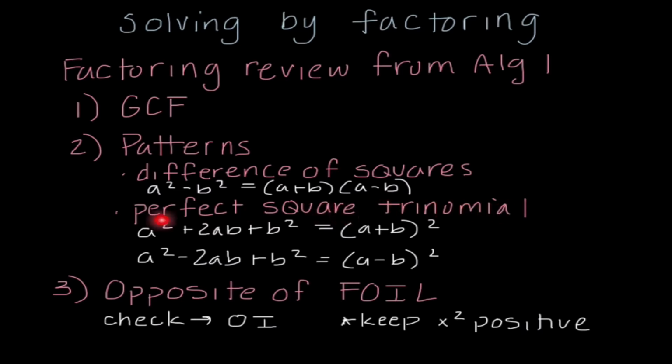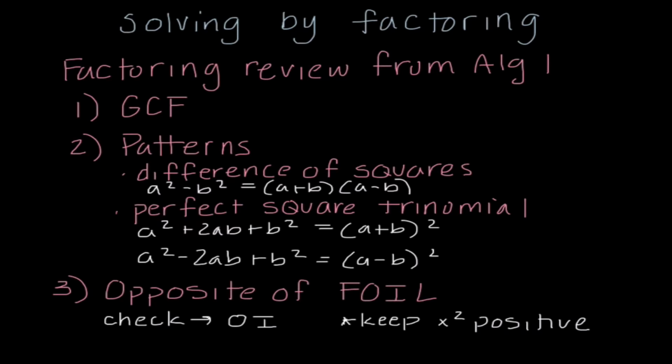Perfect square refers to the first term and the last term being perfect squares, and this type of trinomial we can write as a binomial squared. So we have a squared plus 2ab plus b squared, and our second one is almost exactly the same. The only difference is it's minus instead of plus, and it ends up being the quantity a plus b squared, or if we have a minus here, the quantity a minus b squared. The significance about this middle term is that it is twice the product of the square roots of the first and last term.